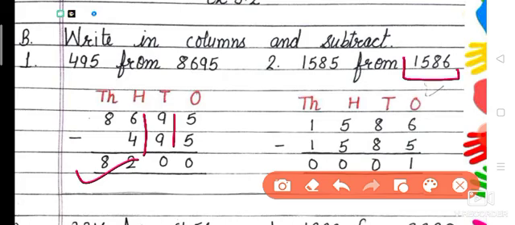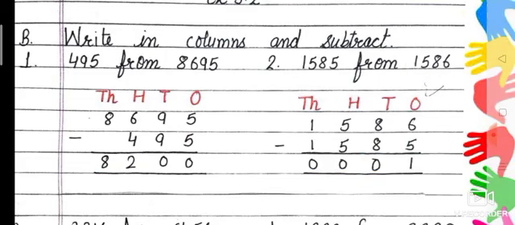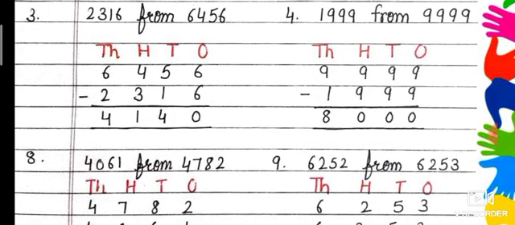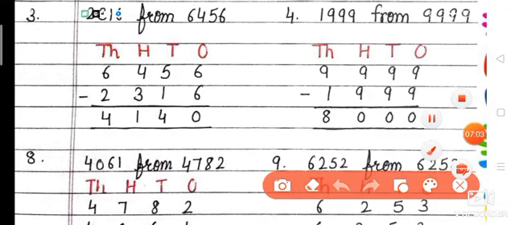1586. Orally also we can do it. 1586 you have to minus 1585. So answer will be 1. Okay. So do this. 6 minus 5 is 1, 8 minus 8 is 0, 5 minus 5 is 0, 1 minus 1 is 0. Third one, 2316 from 6456. So which number, students? We will write first this one.